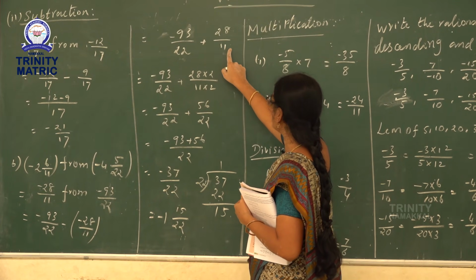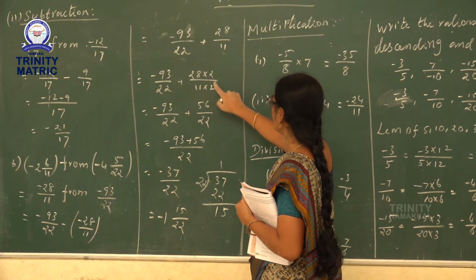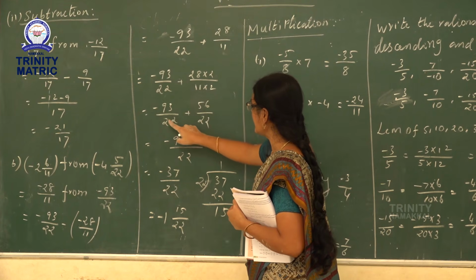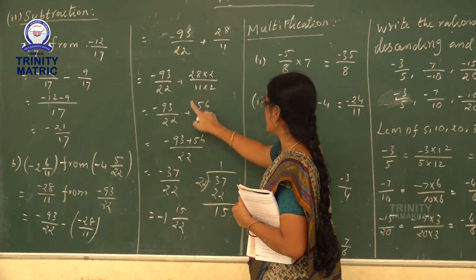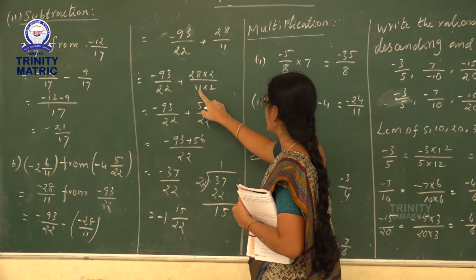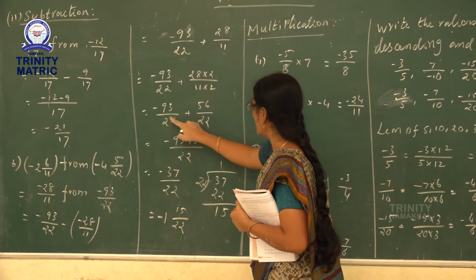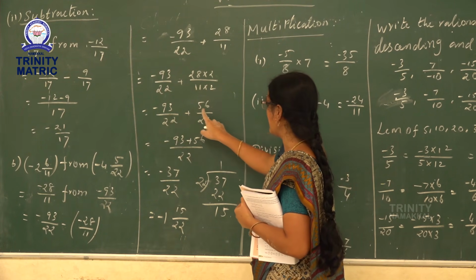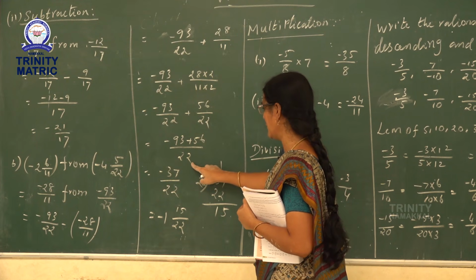We should multiply by 2 to get 22. 11 2s are 22. The numerator also we should multiply by 2: 28 into 2. Minus 93 by 22 plus 28 2s are 56. 11 2s are 22. Now look, the denominators are the same. Minus 93 plus 56 divided by 22.